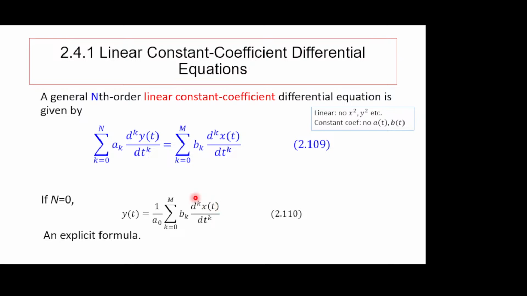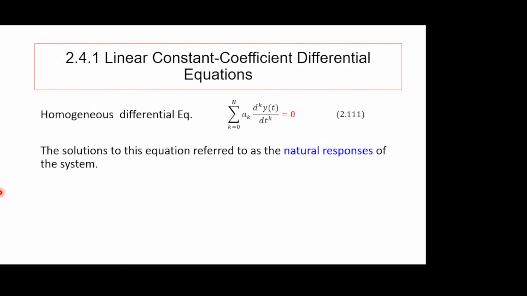And we give a little more special case. If we have the special case of n equals 0, then on the left hand side you don't have any derivative of y. You just have a_0 y of t. Then you can move a_0 to the other side, and you get an explicit formula for y of t. You just need to take derivatives of x, and you can calculate y of t. So that will be easy to solve.